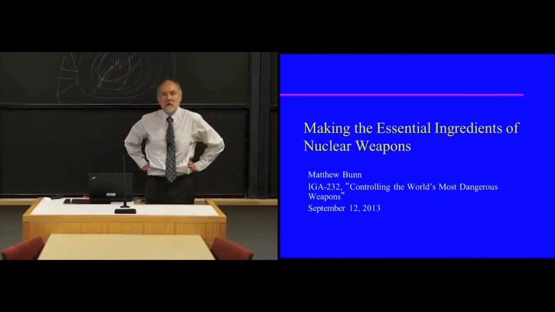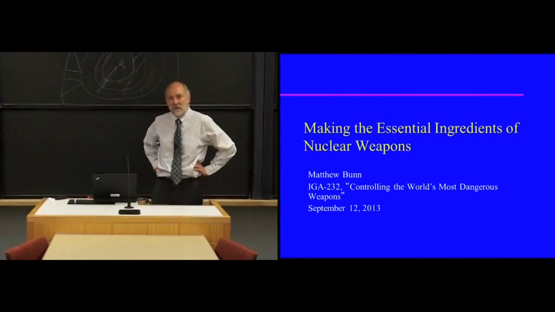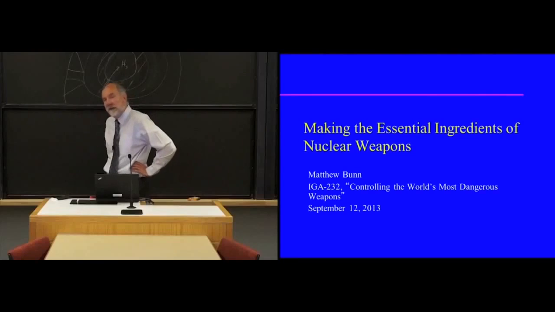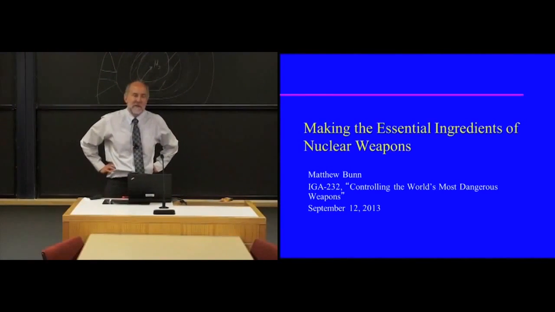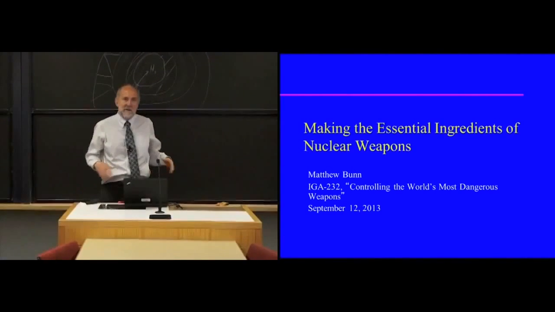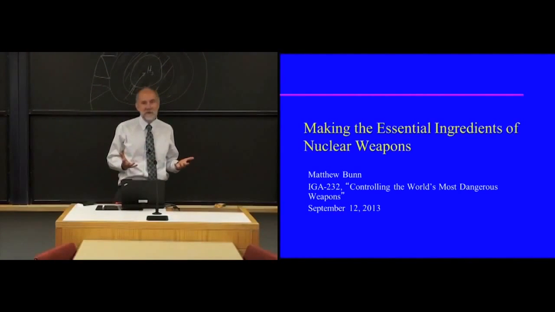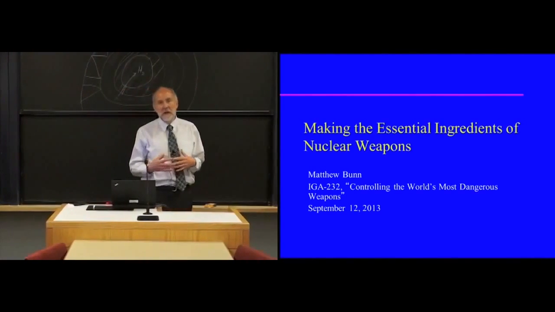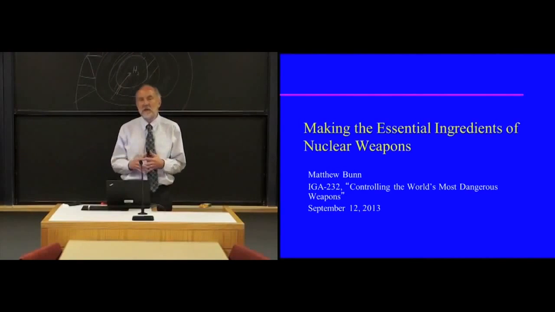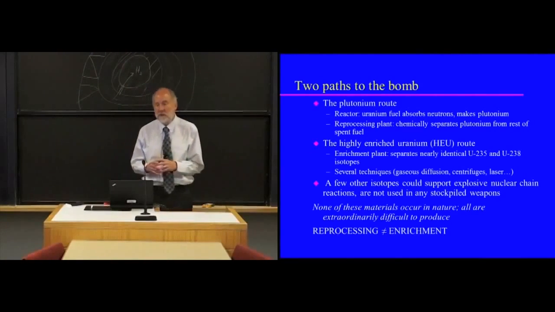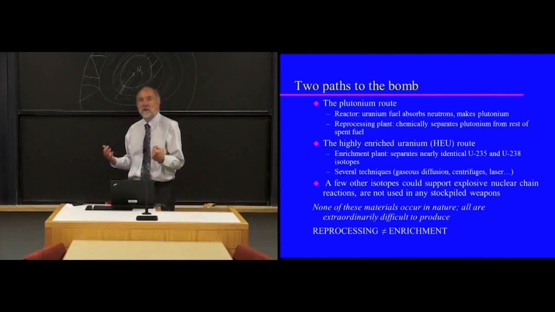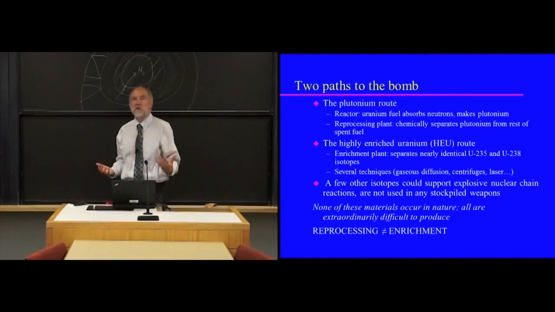Today we're going to talk about how you make the nuclear material that is needed for making a nuclear bomb. In the last talk I talked about how you need plutonium or highly enriched uranium, the materials that are used in the nuclear weapons that exist today, although there are some other isotopes that conceivably could be used to make nuclear weapons. So there are two paths to the bomb, the plutonium route and the uranium route.